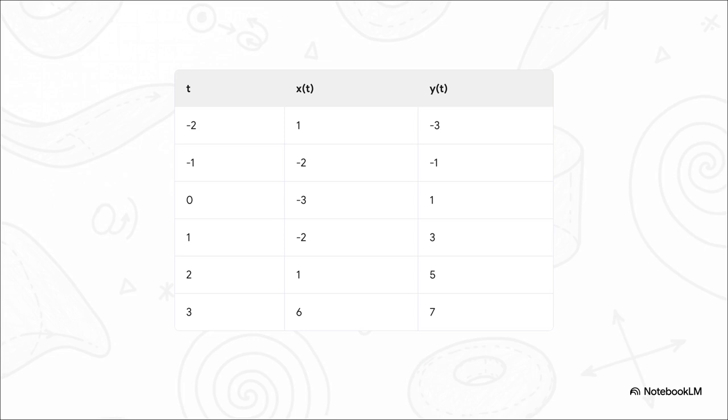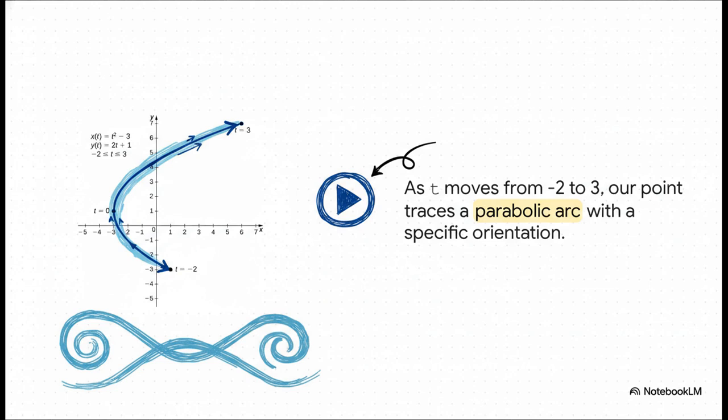All right, let's try something a little more fun, a parabola. This time, we'll let t go from -2 all the way to 3. And again, it's the same process. We just plug in values for t to get our x and y points. So if t is -2, we're at the point (1, -3). If t is 0, we're at (-3, 1). And check it out, we get this beautiful piece of a parabola.